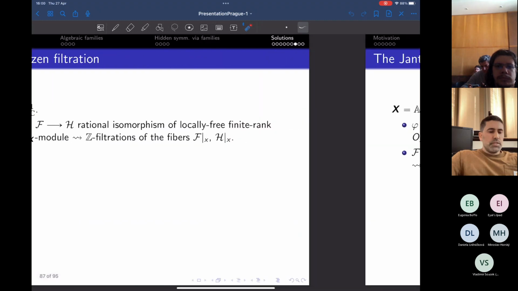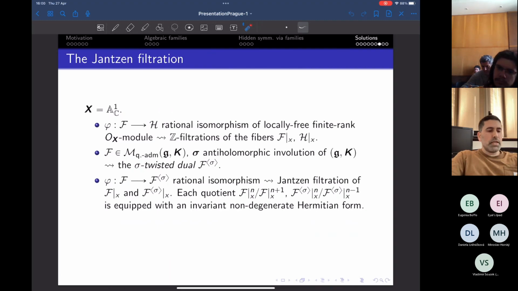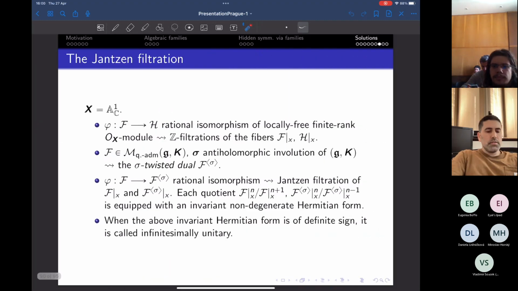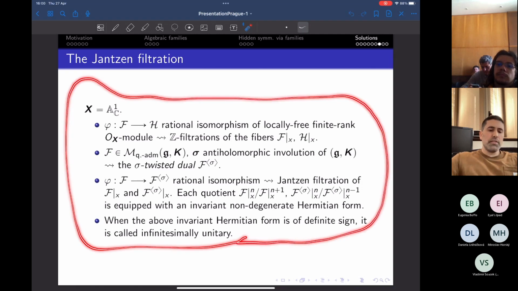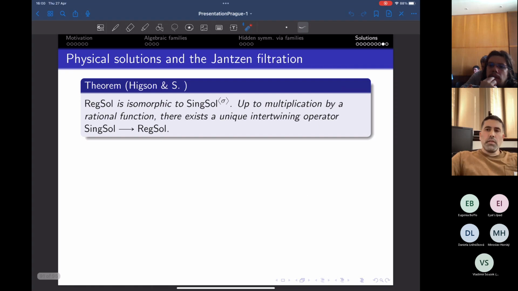I'm going to spend just a few seconds on this slide. So there are regular solutions and there are singular solutions. And it is a fact that there is some rational isomorphism between them. From some general theory, when you have such a rational isomorphism, you get a canonical filtration on each fiber of the sheaves where you start and where you end up. And with this information, I can treat the last slide.